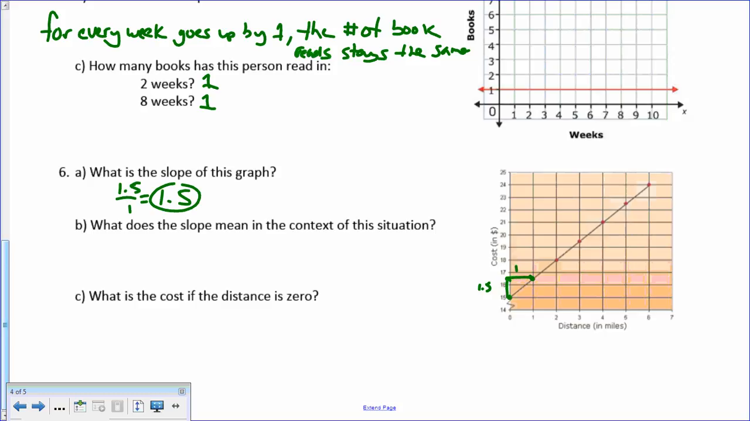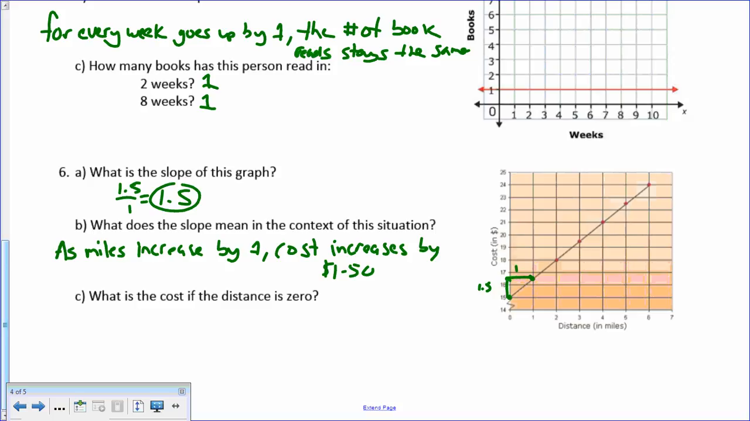Which means, for every mile, and again, there's no title here, so we don't know if it's driven or walked. Actually, let's make a better sentence here. How about this? As miles increase by 1, cost increases by $1.50.